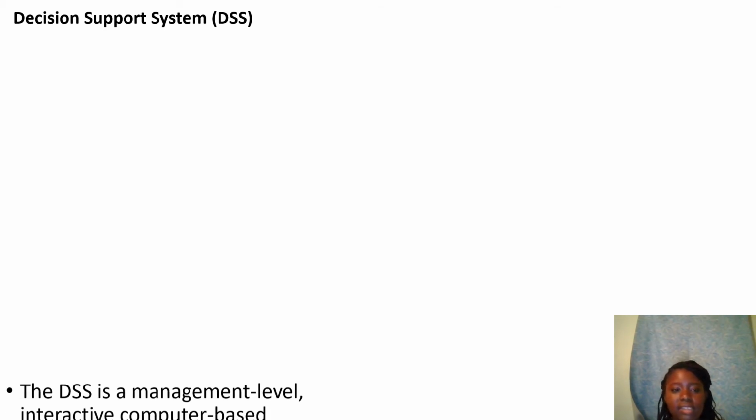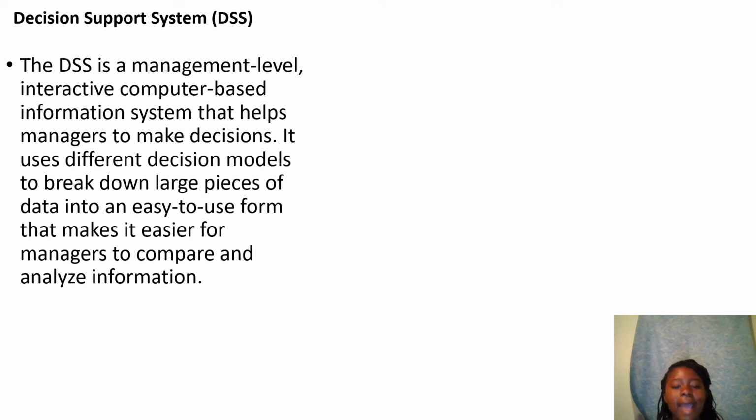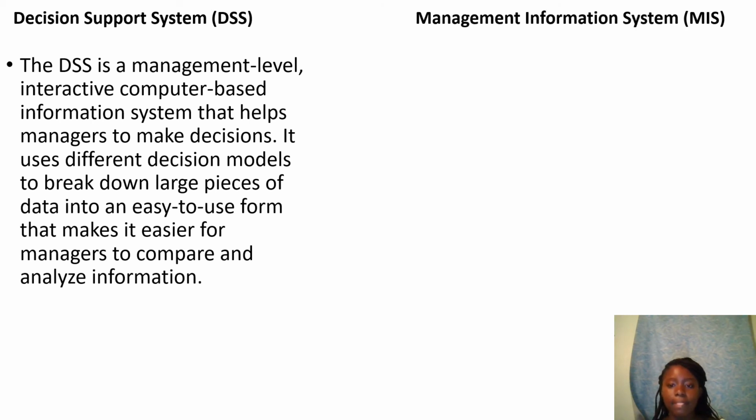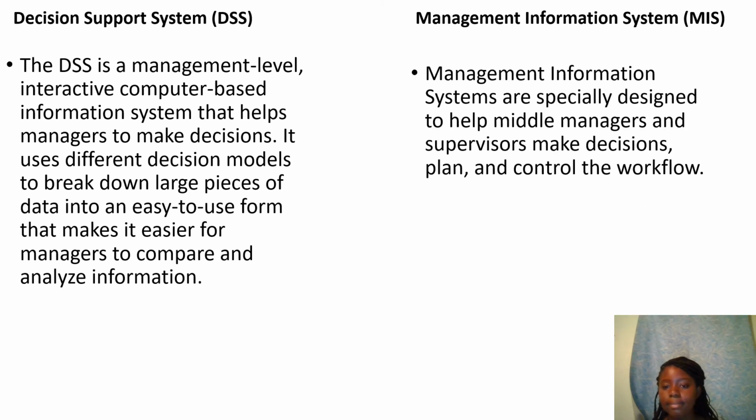Number 3. Decision Support System, DSS. The DSS is a management-level interactive computer-based information system that helps managers to make decisions. It uses different decision models to break down large pieces of data into an easy-to-use form that makes it easier for managers to compare and analyze information. Number 4, Management Information System, MIS.